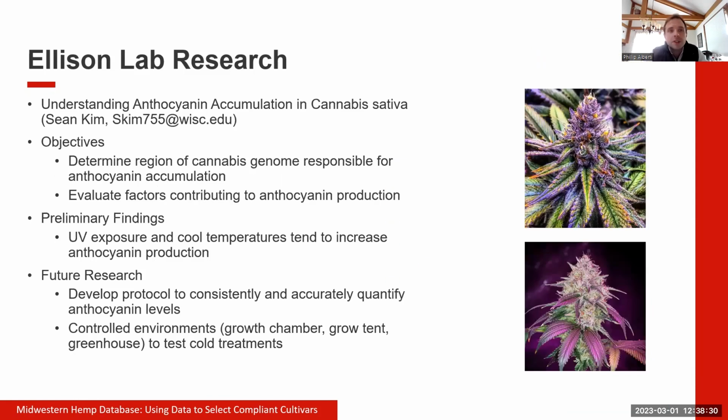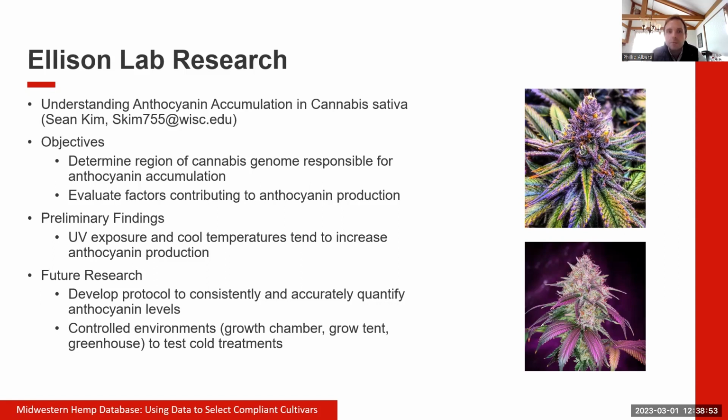Sean Kim is looking to understand anthocyanin production in cannabis. This purple pigmentation, which is caused by anthocyanin accumulation, is a desirable trait in the cannabis industry and is growing in more and more popularity, it seems. And so Sean is really looking to understand which factors influence anthocyanin production in cannabis.